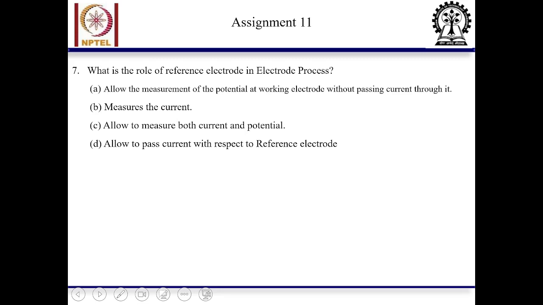Can anyone just write in the chat box what is the correct answer for this question number 7? Okay, Sunil Pawar is saying here. Okay. Rama sir also saying this A. Okay. Anyone else?